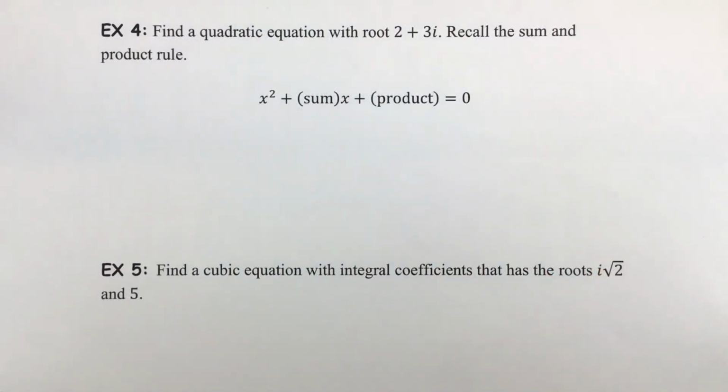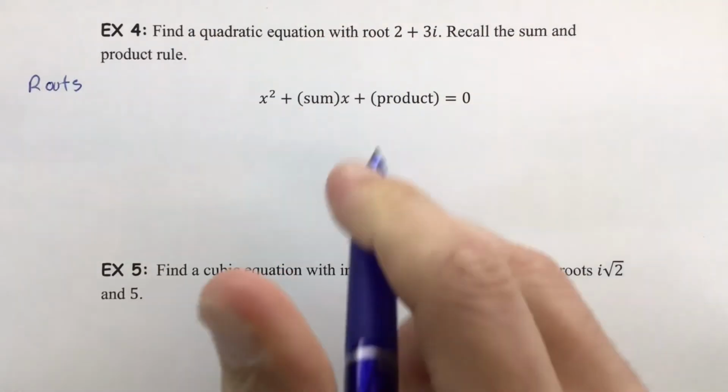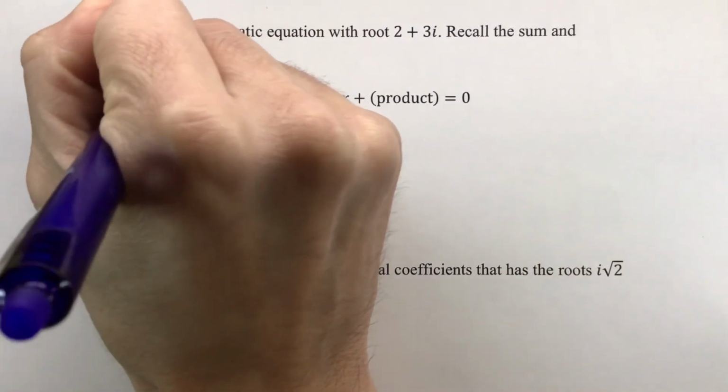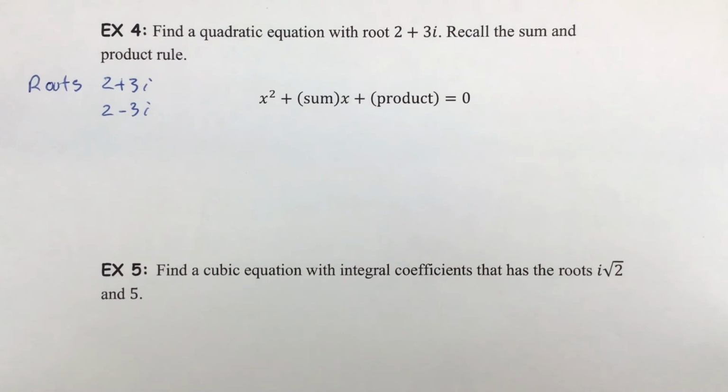Example 4, find a quadratic equation with root 2 plus 3i. All right, if we got that complex root, then we're also going to have the conjugate of that complex root. So the roots that we have here are going to be this and the conjugate, which will be 2 minus 3i. Those will be our roots.